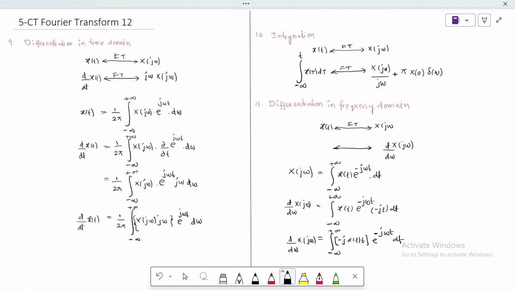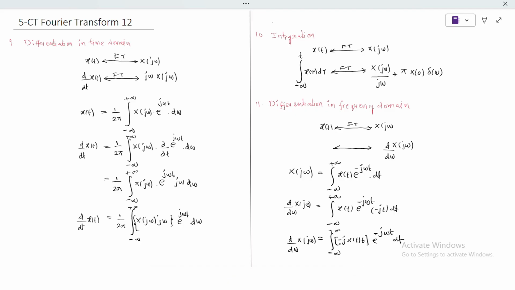So the inverse Fourier transform of d/dω X(jω) equals −j x(t) into t. Here −j is a constant. We can send it to the left side, so minus 1 by j, that equals j.